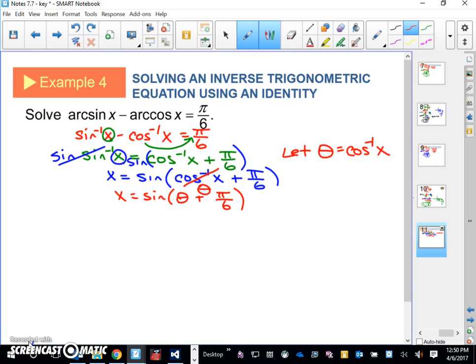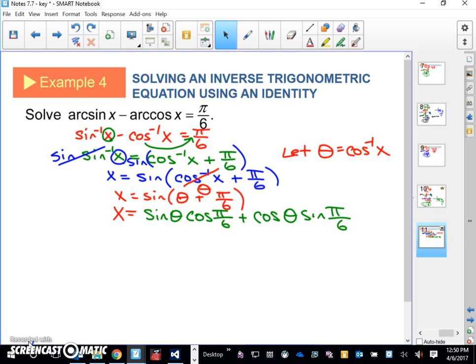We're going to go over here to the identities, and hopefully you recognize a sine sum. Sine a plus b, sine of angle plus angle. You have to recognize that this is a sine sum right here. And we're going to transform this into that sine sum identity: sine of the first one, cosine of the second one, plus cosine of the first one, sine of the second one. x equals that, of course.